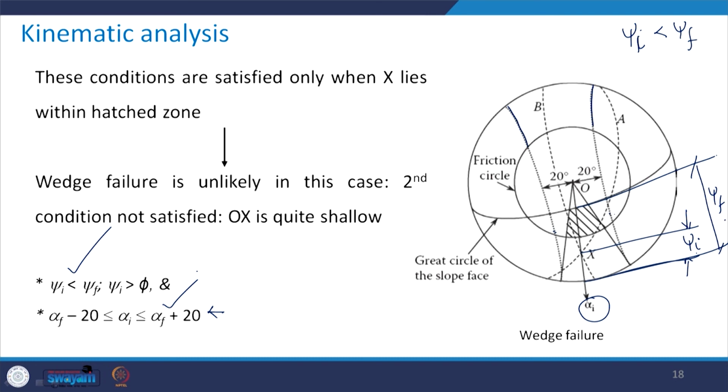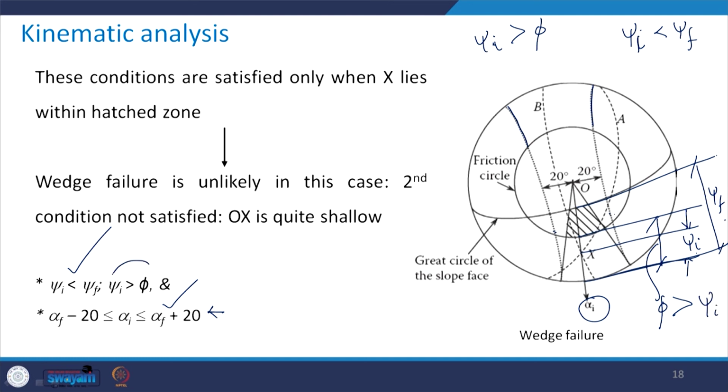Come to the second condition. Psi i must be greater than phi. Now, what is happening in this case? You take a look. What is phi here? You see any radial direction? This is what is psi i, and see here, this total is your phi. What is happening in this case? In this case, this phi is more than psi i.